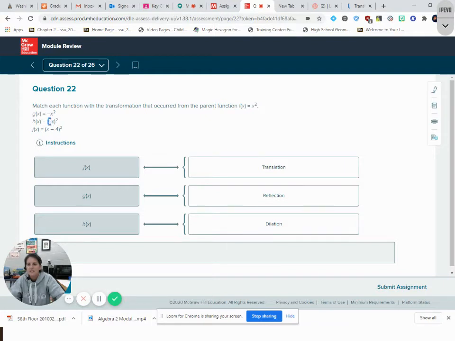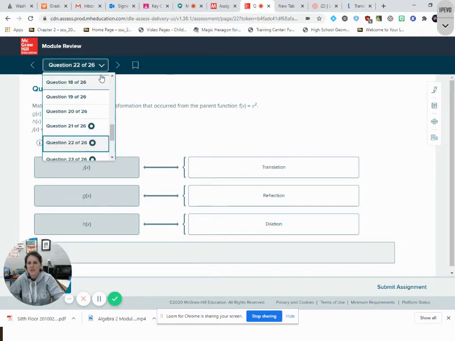H of x, it's being multiplied by 3. So that tells me that it's being stretched vertically. So that is a dilation. And then this j of x equals x minus 4, minus a positive 4, tells me that this is shifting to the right 4 units. A shift to the right is a translation.